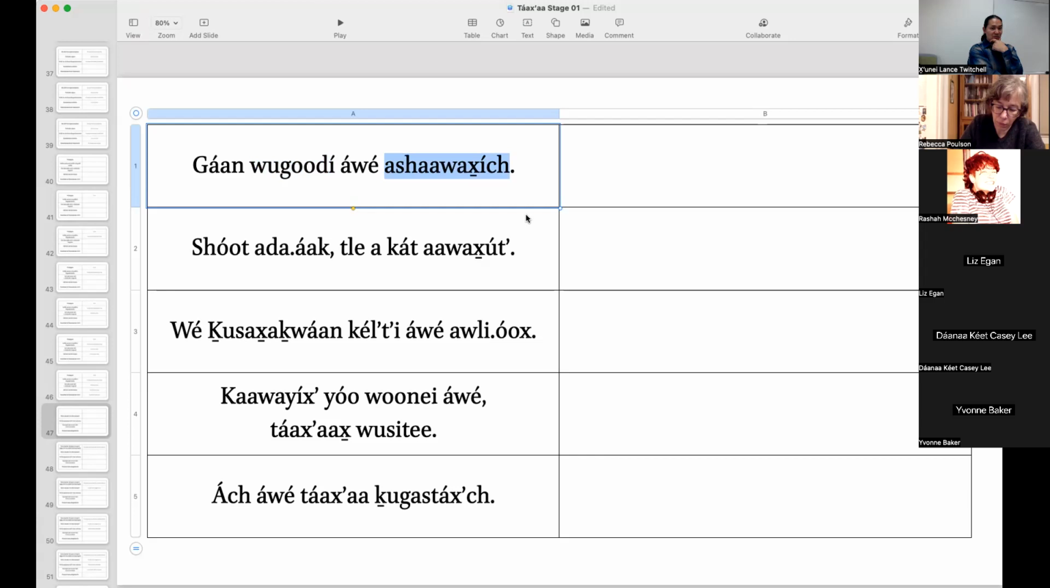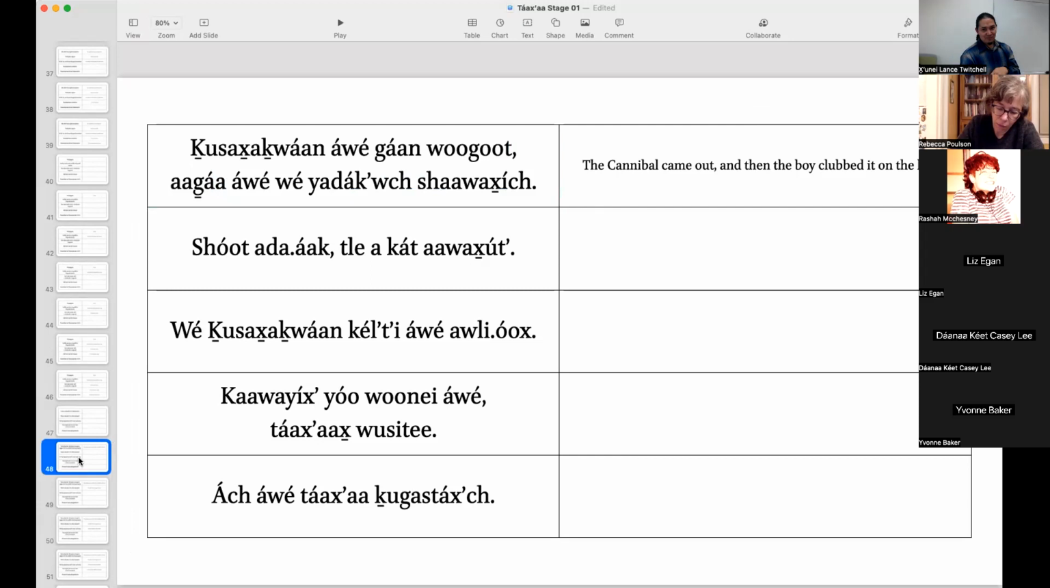What would gan wugud be? A lot of times you hear gan de wugud. Where's gan? Outside. Gan wugudi. When it came outside, a shower hitch. Oh, when the cannibal came outside, he hit him in the head. That's it.